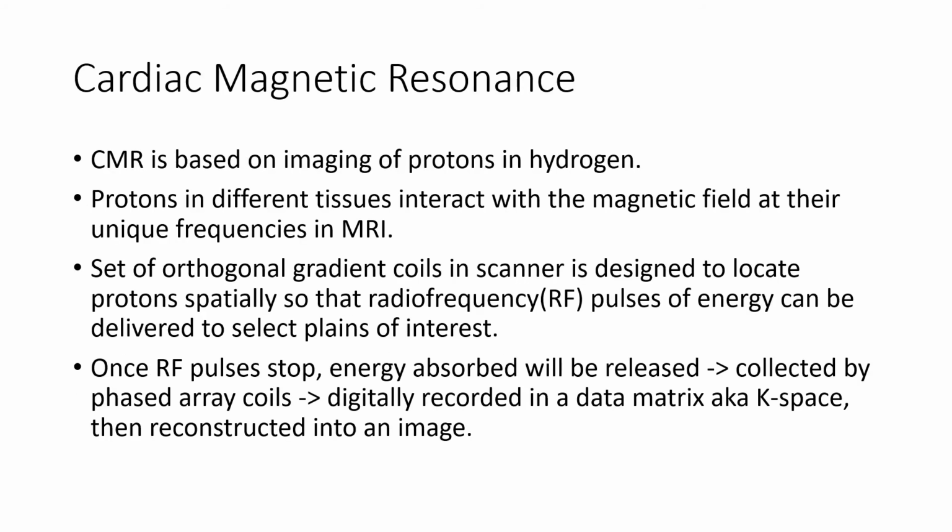The fourth imaging modality is cardiac magnetic resonance. CMR is based on imaging of protons in hydrogen. The protons in different tissues interact with the magnetic field at unique frequencies in MRI. A set of orthogonal gradient coils are present which are designed to locate the protons spatially so that the radio frequency pulses of energy can be delivered to the selected planes of interest.